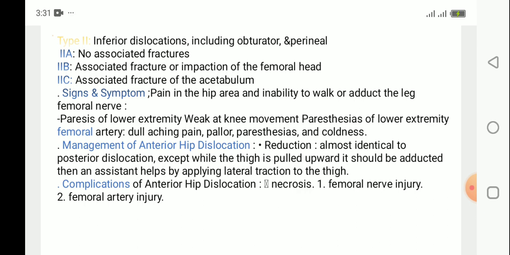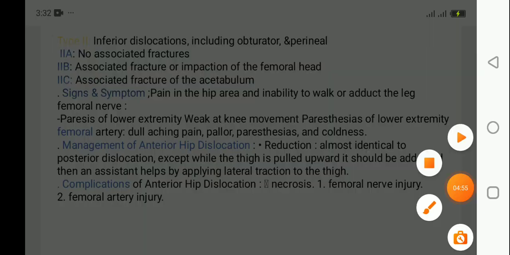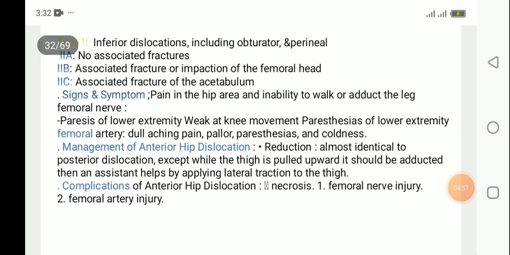Coming to the signs and symptoms, there is usually pain in the hip area and inability to walk and adduct the leg. There is dull aching pain, and pallor, paresthesia and coldness can be seen. Coming to the management, here also the management is the same as reduction. The complications are usually necrosis, femoral nerve injury and femoral artery injury.